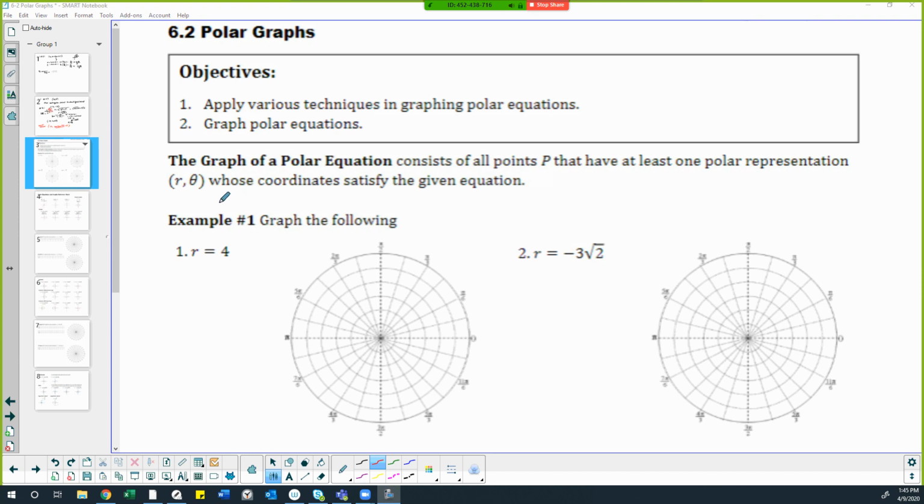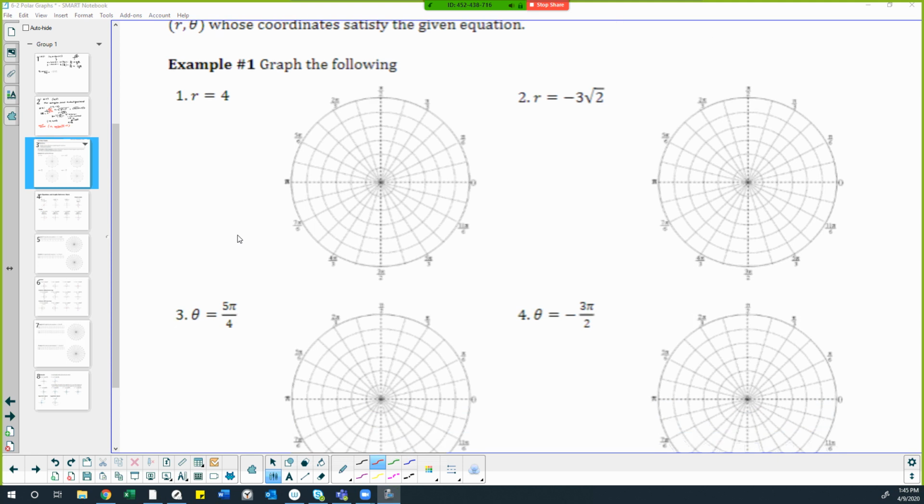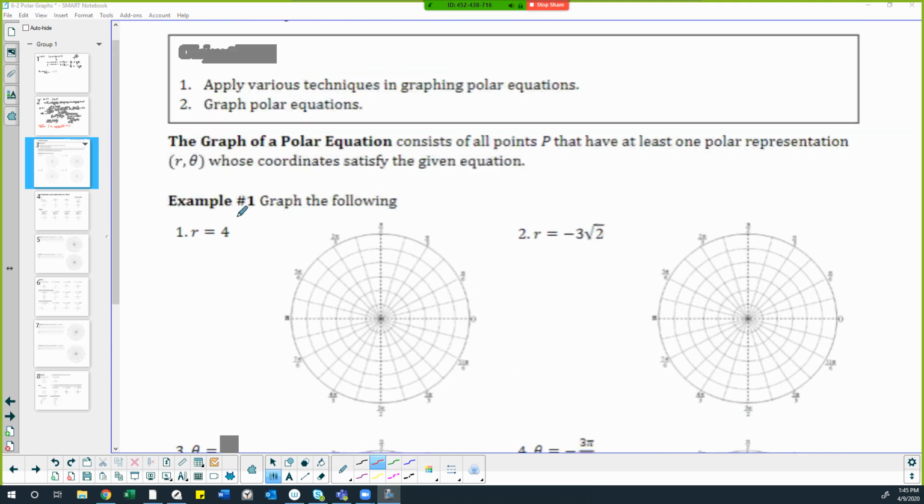Alright, let's start graphing some polar equations. So we're going to graph the equation r equals 4. When we get past some of these early equations, we will have equations that have both an r and a theta, and we would plug in values of theta and find values of r and plot them. But if all it says is that r equals 4, that means that theta can be anything.